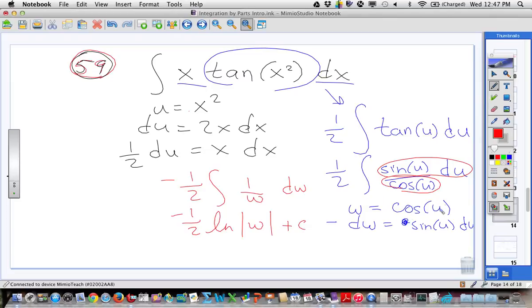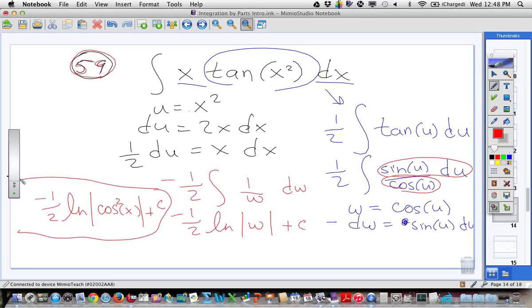But w is cosine u, and u was x squared. So this is negative 1/2 ln cosine of x squared plus c. Remember yesterday we talked about whether you would need the bars? This would be one where you wouldn't need the bars. Oh, the squared is on the inside. You're right. Yes, it is. It's cosine x squared. There it is. So we wouldn't need the bars.